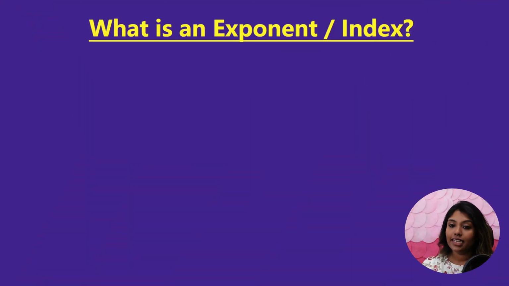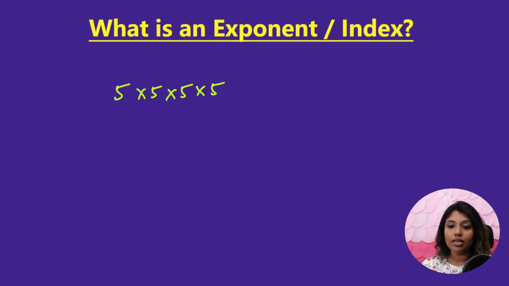To begin with, let's see what is an exponent or an index. Consider the number 5. And let's say you're multiplying this number 5 by itself 4 times. So how do you write it? You can write it as 5 times 5 times 5 times 5, right? Now this is too long to write. Imagine if you were to multiply this 5 by itself 10 times, then you keep writing times 5 for 10 times, right? That's too long.